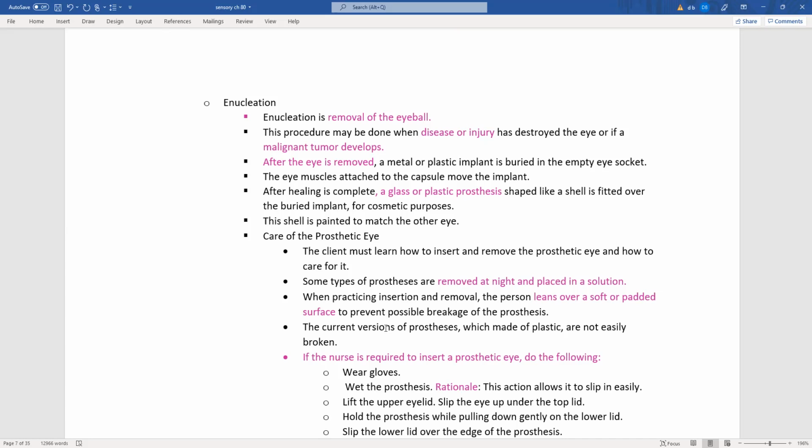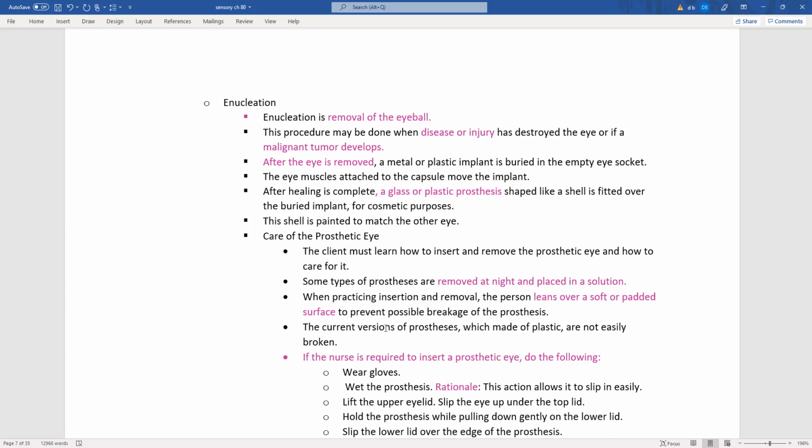So what's going to happen is the eye muscle attaches to the capsule and it moves that implant. And after healing is complete, a glass or plastic prosthesis shaped like a shell is fitted over the implant for cosmetic purposes. The shell is going to be painted to match the other eye. And then for care of the prosthetic eye, the client must learn how to insert and remove the prosthetic eye and how to care for it. Some types of prostheses are removed at night and placed in a solution.